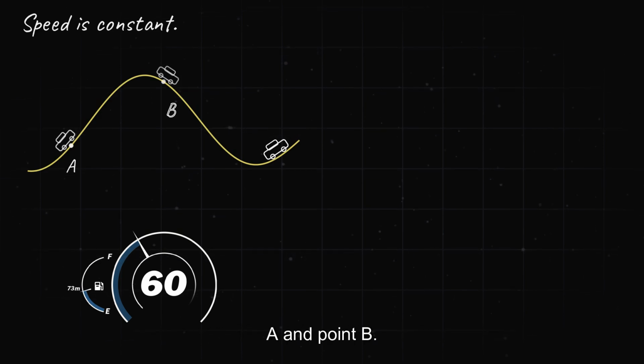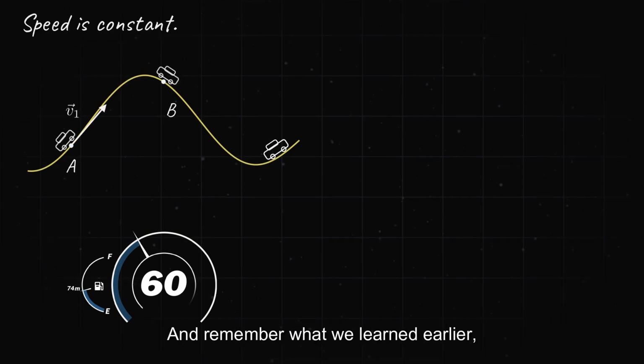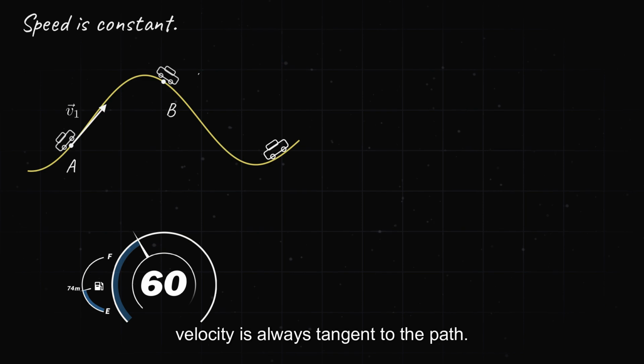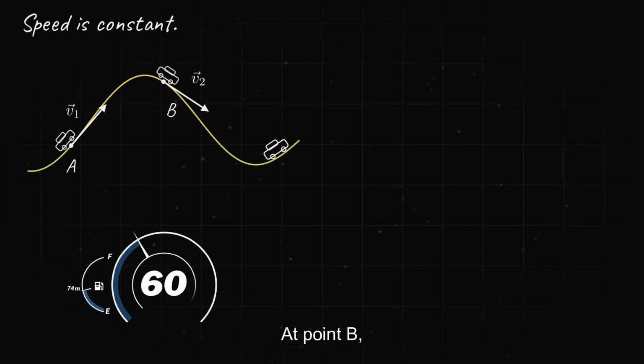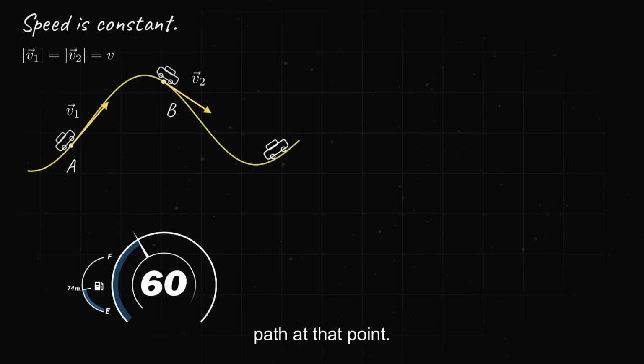Point A and point B. At point A, the velocity of the car is v1. And remember what we learned earlier. Velocity is always tangent to the path. At point B, the velocity is v2. Again, tangent to the path at that point.